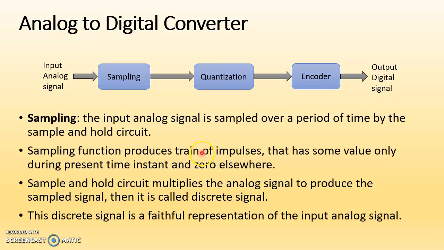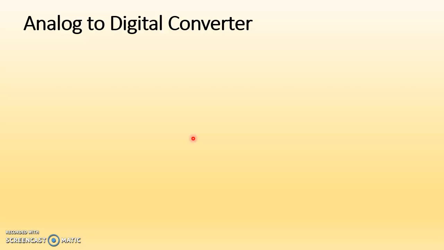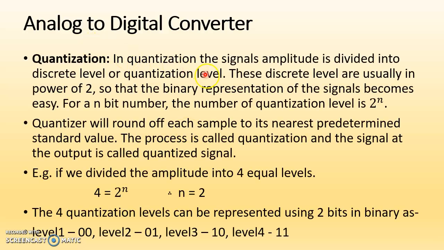So it basically samples the analog signal as a train of impulses, and this is given to the quantization block. In quantization, the signal amplitude is divided into discrete levels or quantization levels. These discrete levels are usually a power of 2, so the binary representation of the signal becomes easy. For an n-bit number, the number of quantization levels is 2 raised to n. Quantization will round each sample to its nearest predetermined standard value, and this process gives the quantized signal.